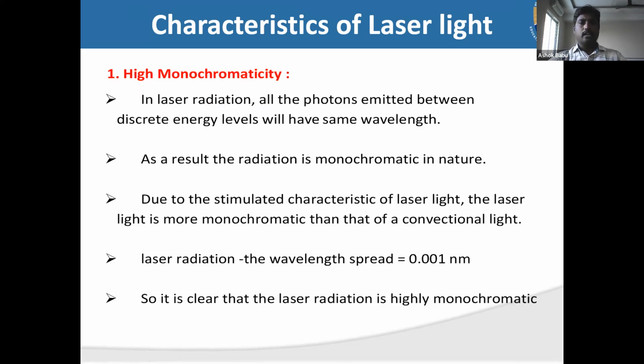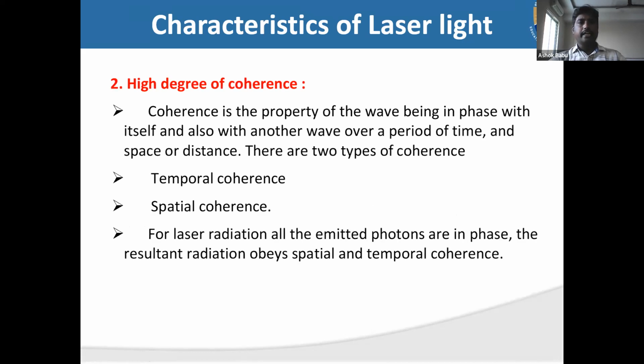So it is clear that the laser radiation is highly monochromatic. And the second thing is a high degree of coherence. We already discussed coherence: it is nothing but the property of a wave being in phase with itself and also with another wave over a period of time and space or distance.